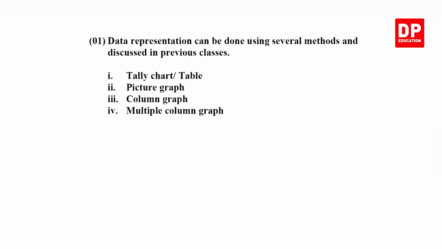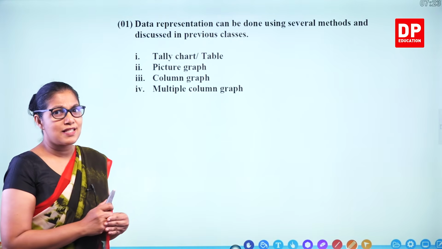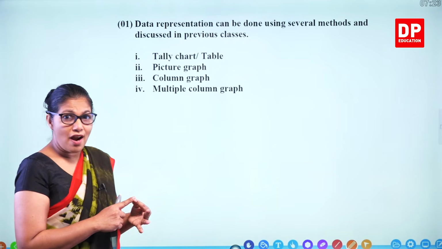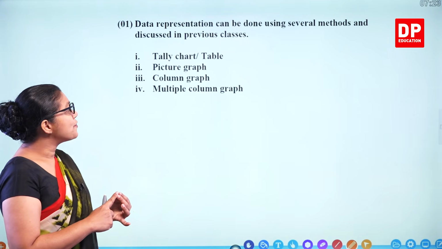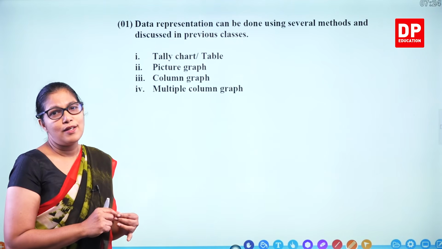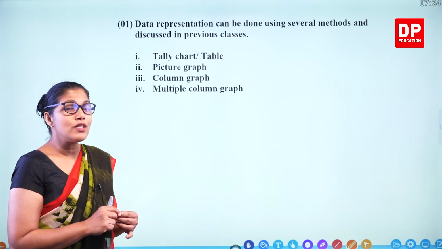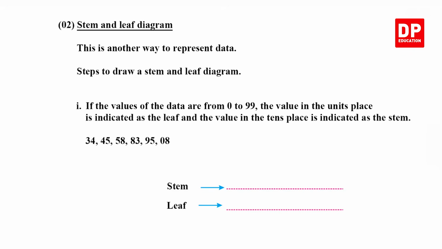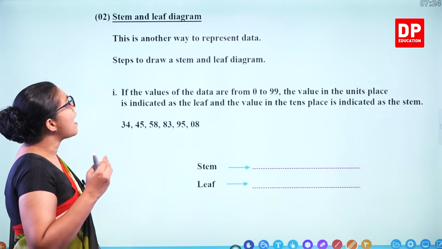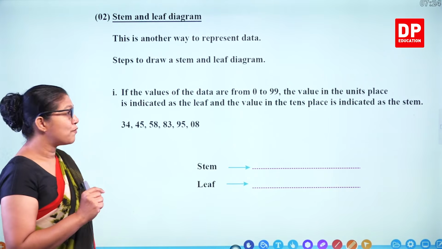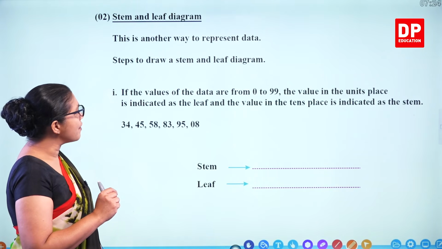So data representation can be done using several methods discussed in previous classes. We discussed tally charts or tally tables, picture graphs, column graphs and multiple column graphs. Now in this unit we are learning about stem and leaf diagrams. So what are stem and leaf diagrams? This is another way to represent data. So what are the steps you have to take to draw the stem and leaf diagram?